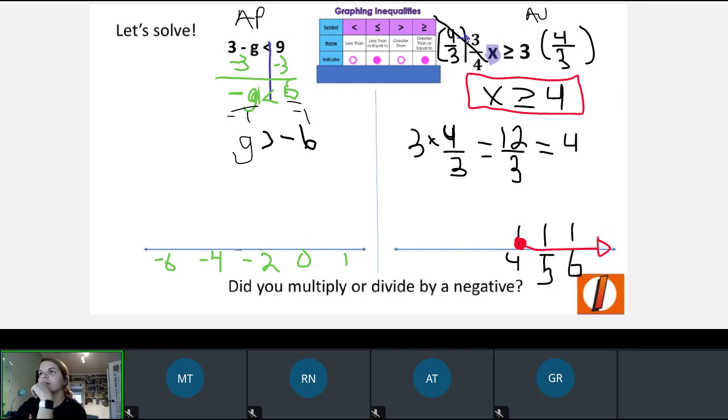Yeah, so I would try to put like -6. Oh, you have it on there. Perfect. There you go. And good. It's going to be an open circle, and then we're going to shade it to the right.